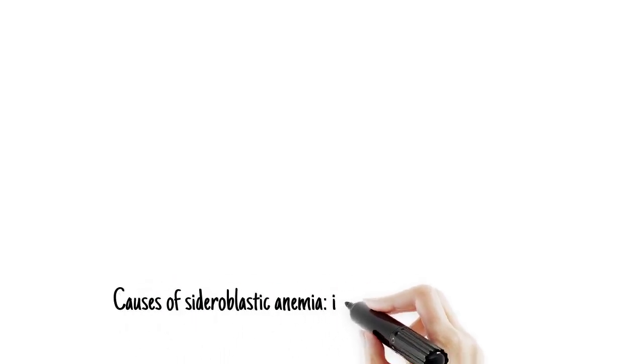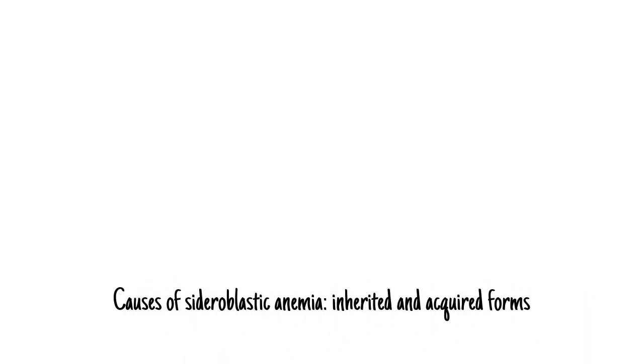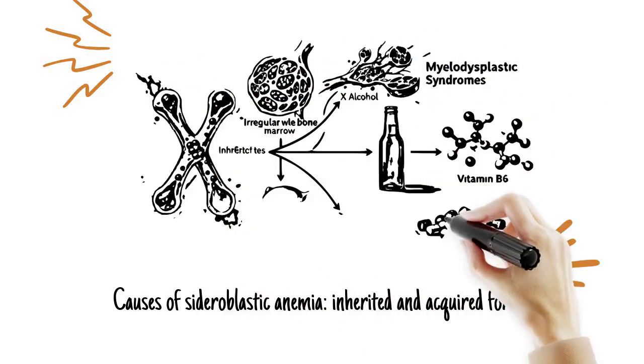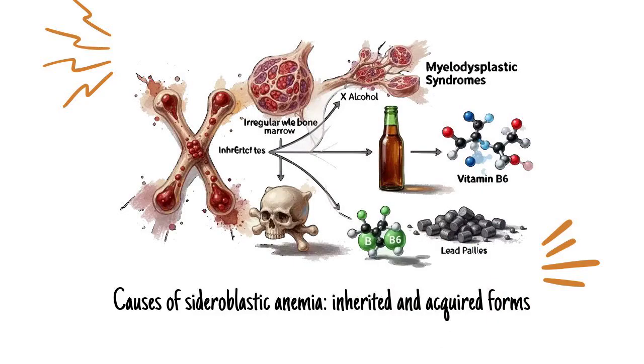Sideroblastic anemia can be either inherited or acquired. The inherited form follows an X-linked pattern. The acquired forms have several causes: myelodysplastic syndromes, excessive alcohol use, vitamin B6 deficiency, and lead poisoning.